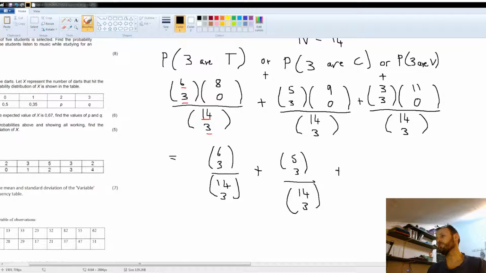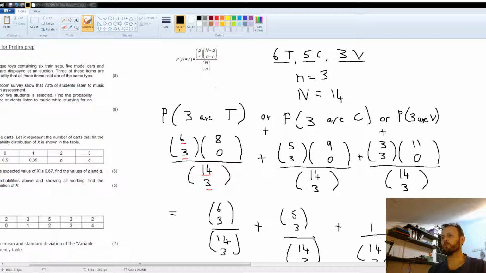This last one is easy to write down because 3 combination 3 is just 1, 11 combination 0 is just 1, so this comes out to 1 over 14 combination 3. And I think in the interest of time, I'm not going to actually put this into an evaluation tool since it's so easy. There's nothing to really check here. 14 combination 3 is too big for me to do in my head, so you put this in your calculator, you get the answer. Cool, you're done. That's the answer to that question.